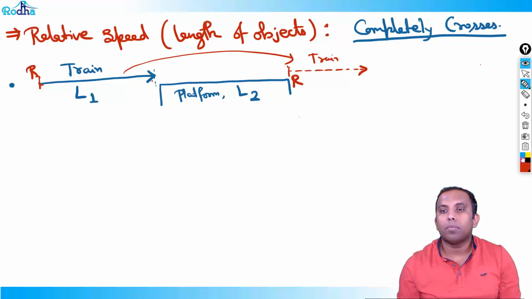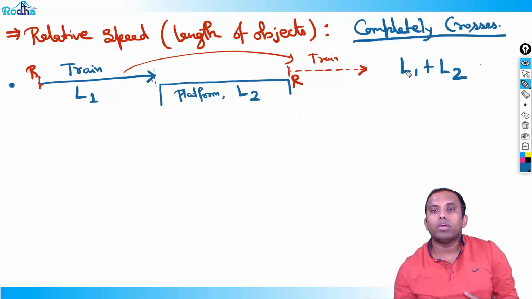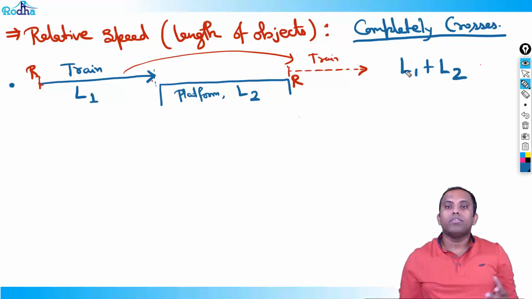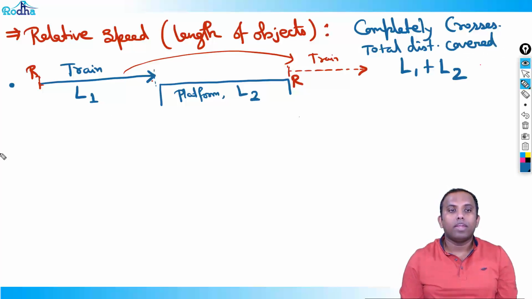So when it completely crosses, the total length is L1 plus L2. When a train completely crosses a platform, the total distance covered is L1 plus L2. Fine. Now take up the next case.